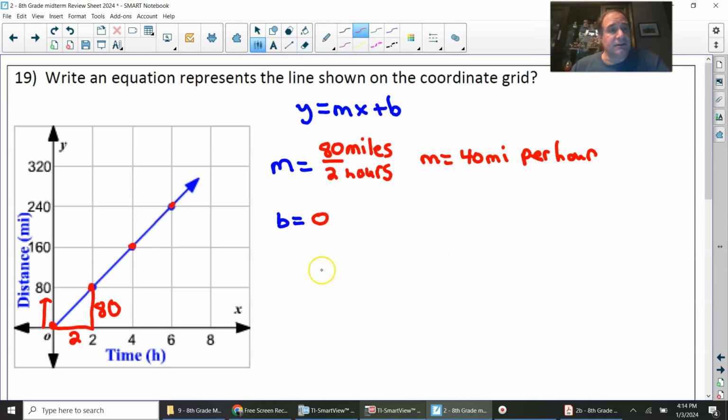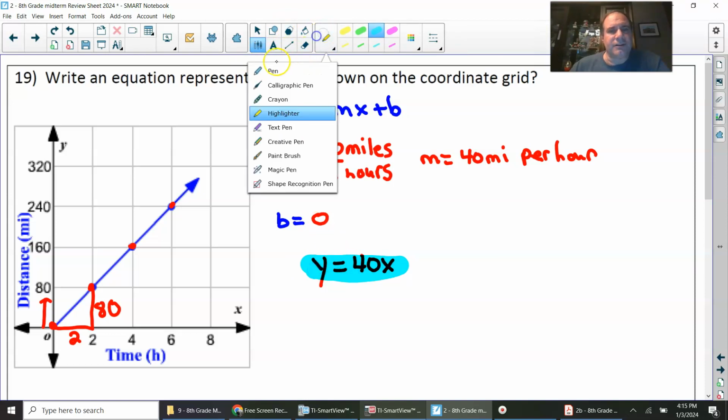No, that is not the answer. So it says write the equation in a line. Y equals mx plus b. We have 40 as the slope. Put an x next to it. Actually, yes, put an x next to it. Plus 0, but you don't have to put the plus 0. So this is the answer to the question right here, of the equation of this line.